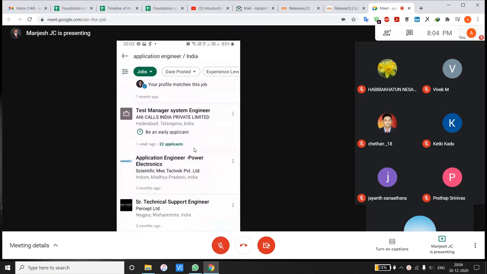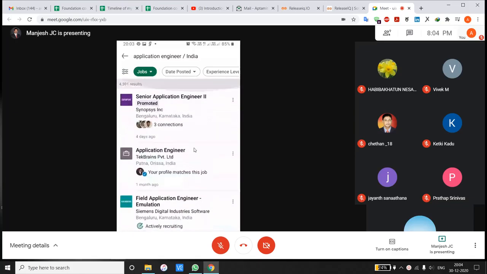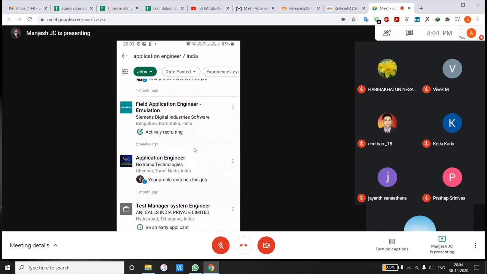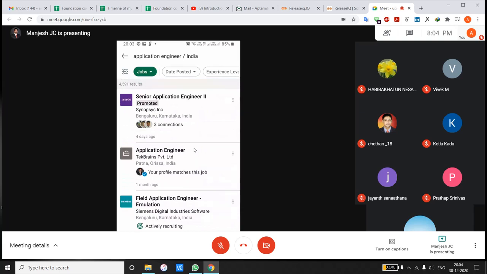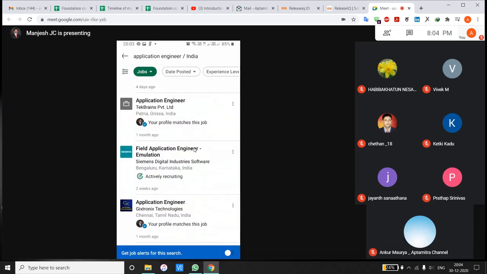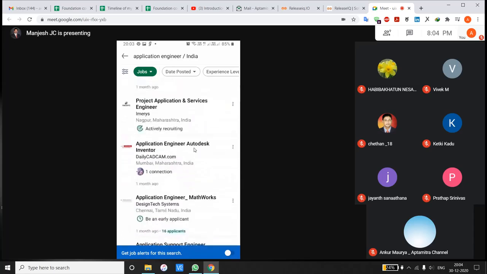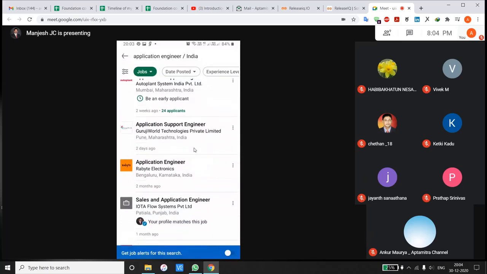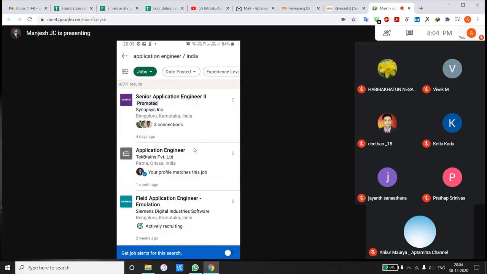So if you see application engineer, you'll get a lot of jobs in semiconductor related companies. It can be called a field application engineer or a senior application engineer. You search any semiconductor company, you will have a job role called application engineer. So you saw Synopsys is a semiconductor company.